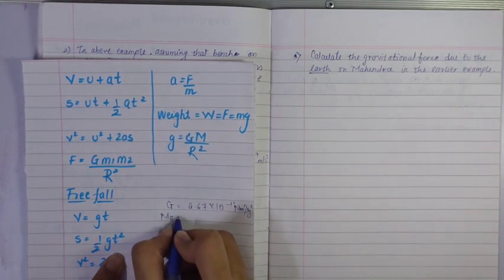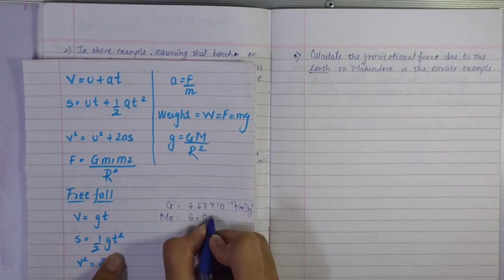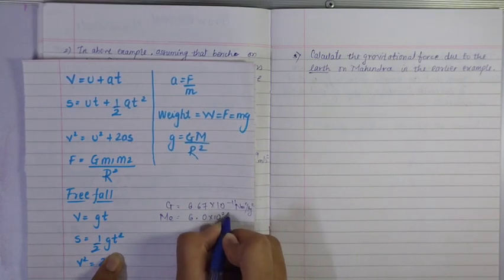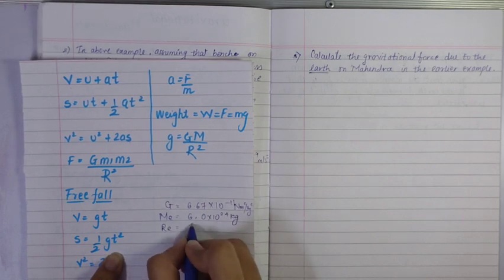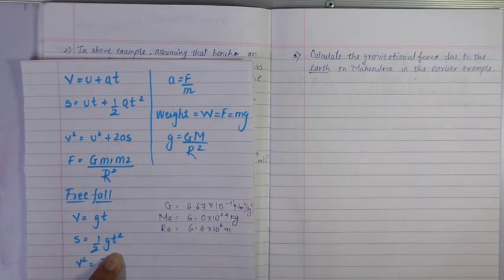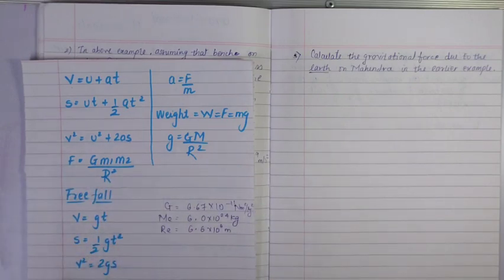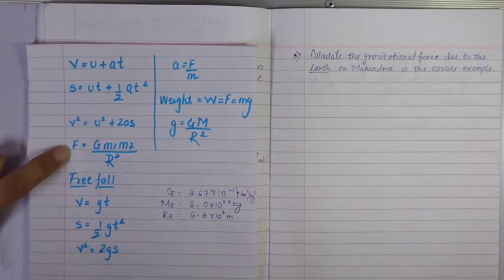So mass of the Earth is always equal to 6.0 into 10 raised to 24 kgs, and the radius of the Earth is always 6.4 into 10 raised to 6 meters. So these are some of the constants that you need to remember always. Now, as they have given Earth, we need to use the mass of the Earth as well as the radius of the Earth. So the formula remains the same.